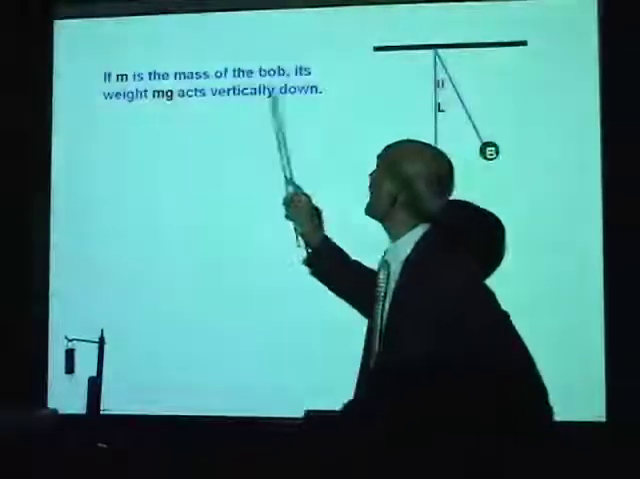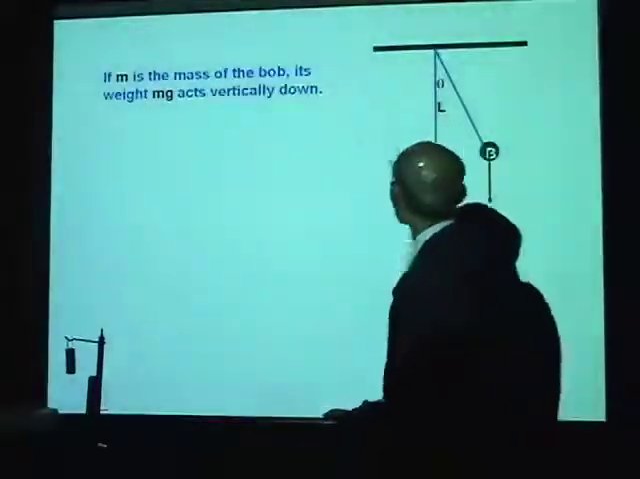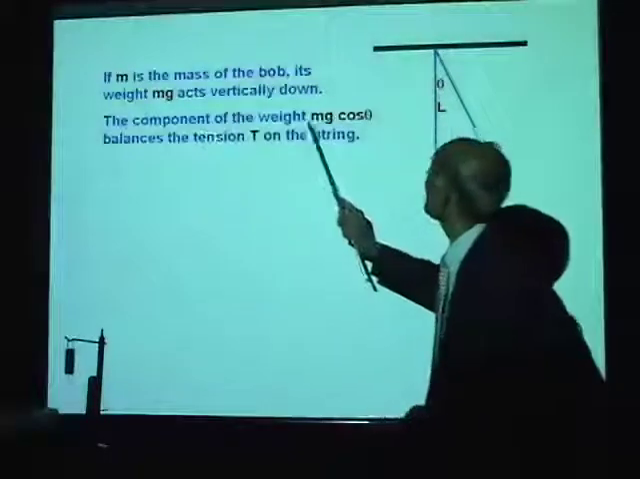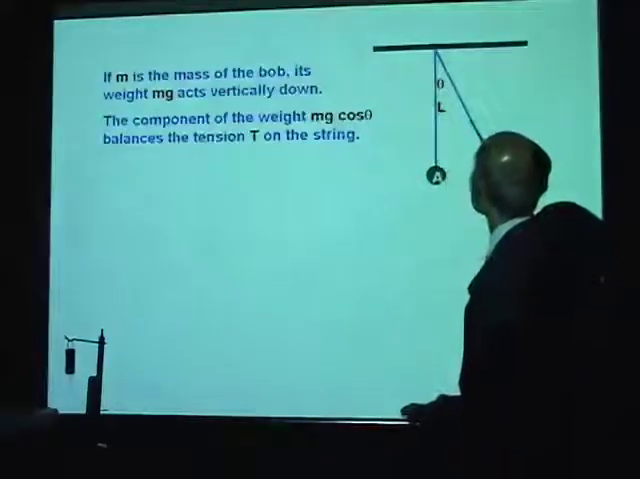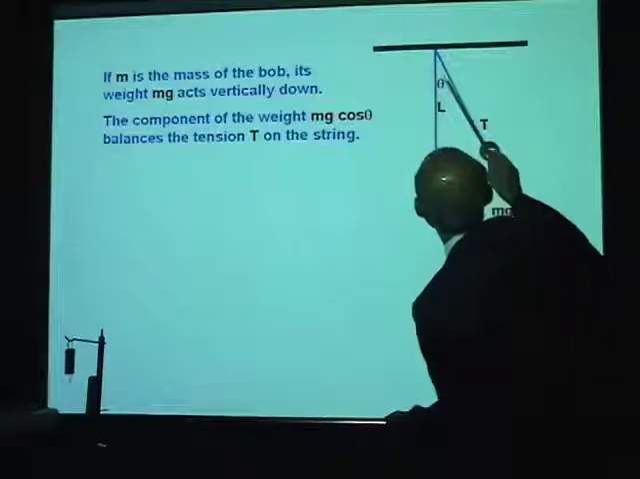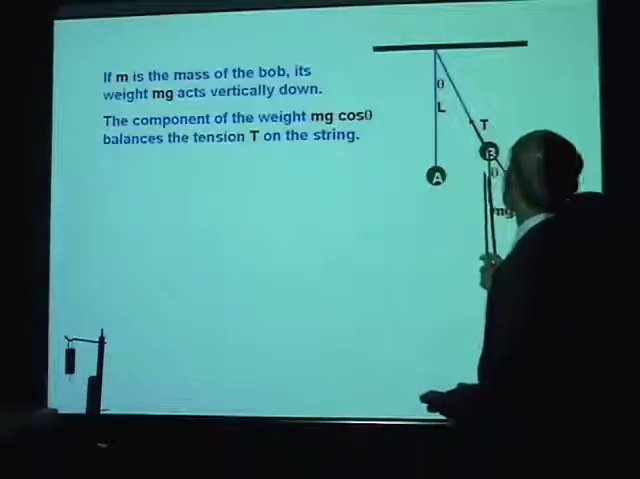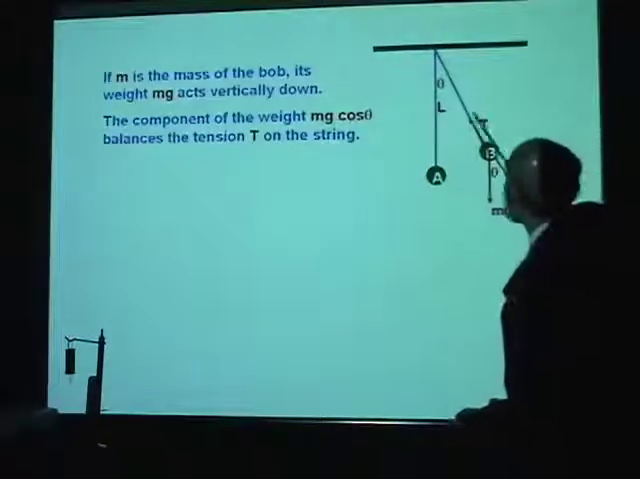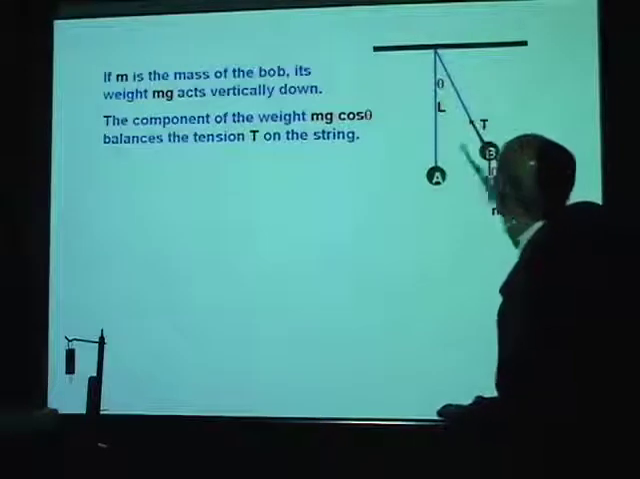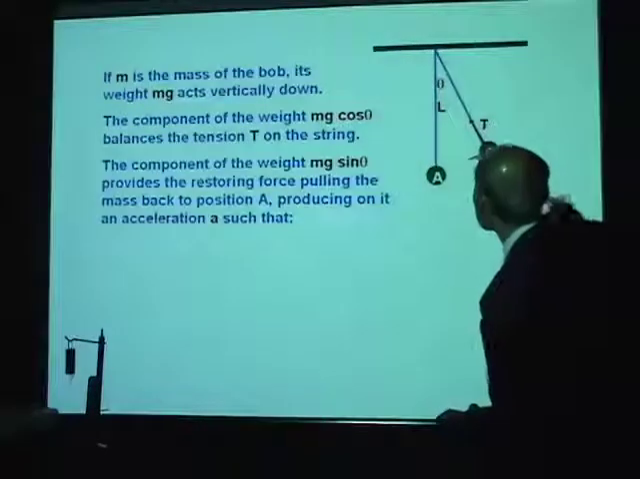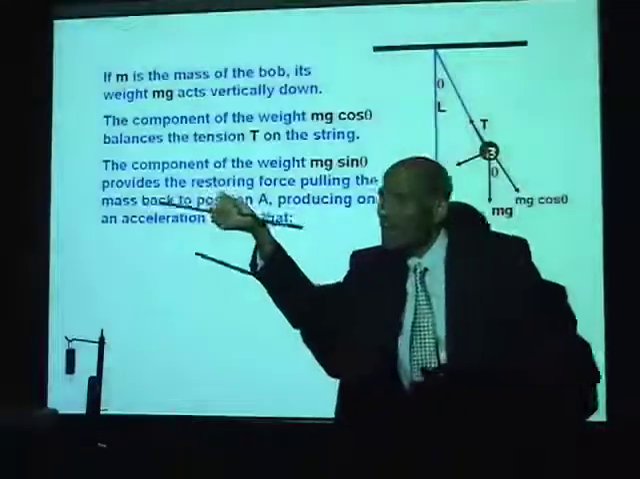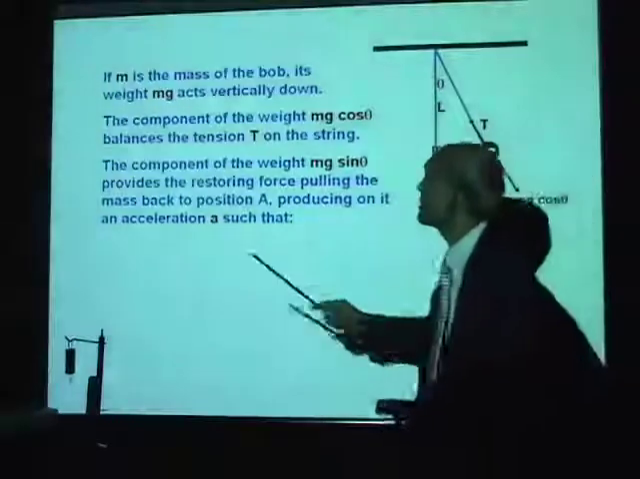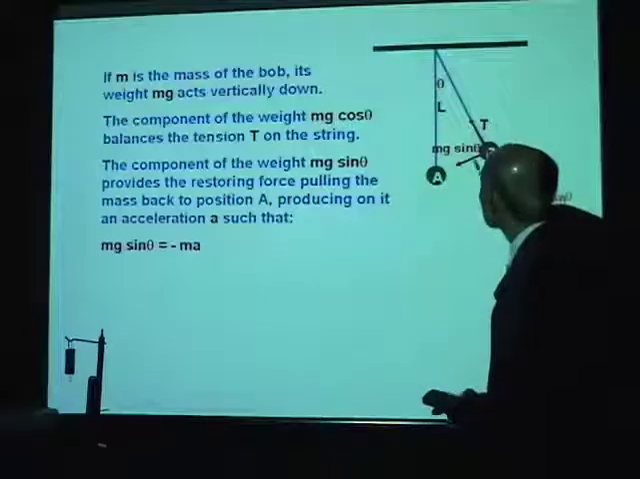Now, if m is the mass of the bob, then mg will be the weight acting vertically down. The tension T of the string will be acting that way, and that will be the angle theta. I suppose you can understand that. Is that right? The component of the weight mg cos theta will balance the tension. And the component mg sin theta is the one that's going to pull the object back to the equilibrium position, producing an acceleration a. So this is the restoring force.